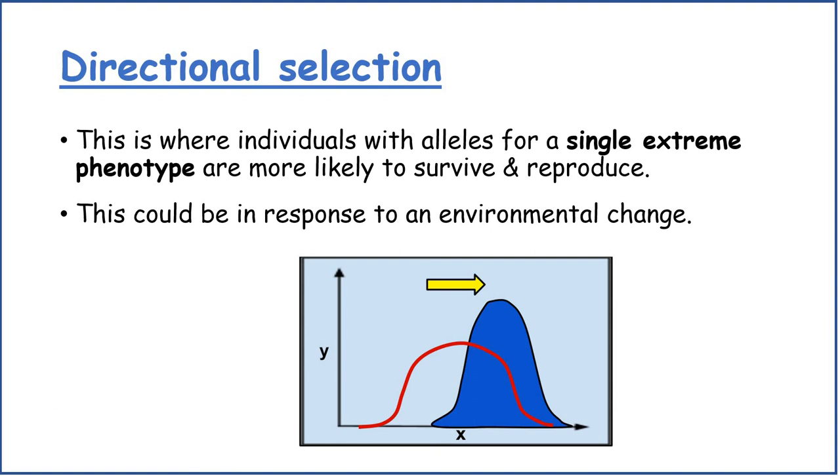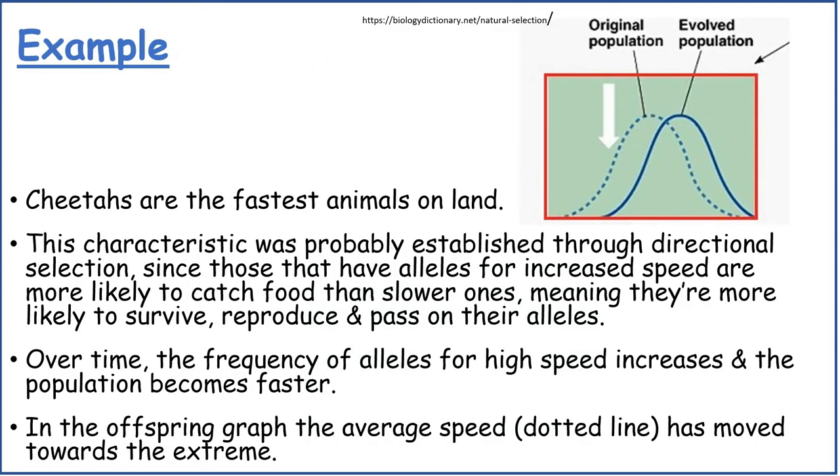So next one is directional selection. This is where individuals with alleles for a single extreme phenotype are more likely to survive and reproduce. This could be in response to an environmental change. As an example of this, cheetahs are the fastest animals on land, and this characteristic was probably established through directional selection, since those that have alleles for increased speed are more likely to catch their prey than the slower ones, meaning they're more likely to survive, reproduce, and pass on their alleles. Over time, the frequency of alleles for high speed increases and the population becomes faster.